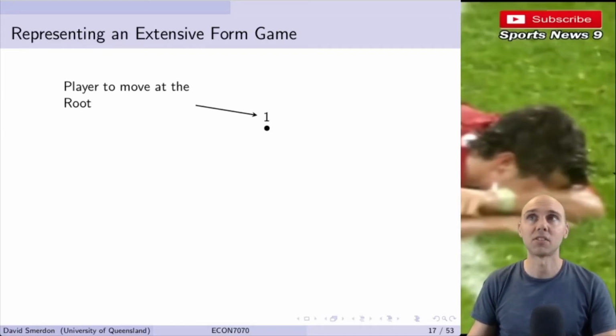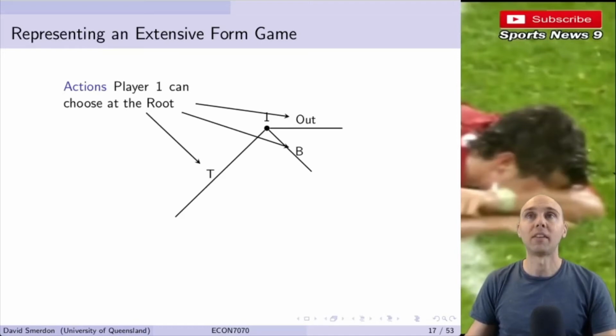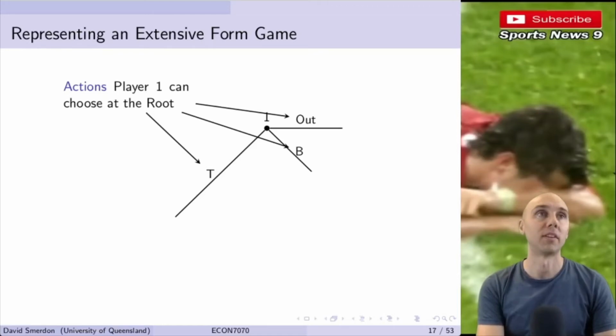And those decisions, as we know, represent actions. So we draw out these branches of the tree to represent the different actions. And instead of labeling the columns or the rows as we saw before, now we label those branches with those same column or row names to represent those actions. So here, player 1 at the root node can play 3 different actions: top, bottom, or out.